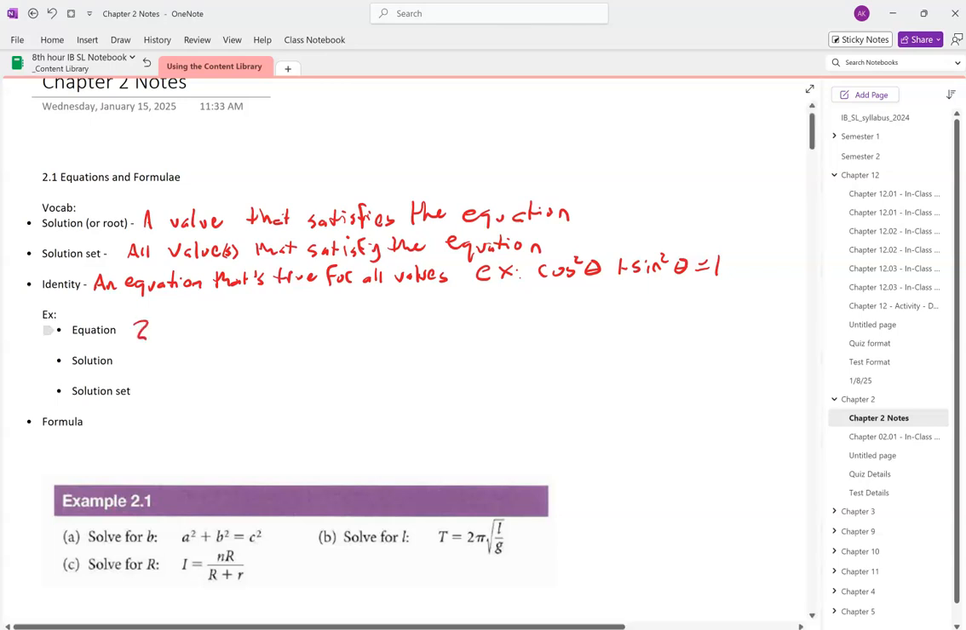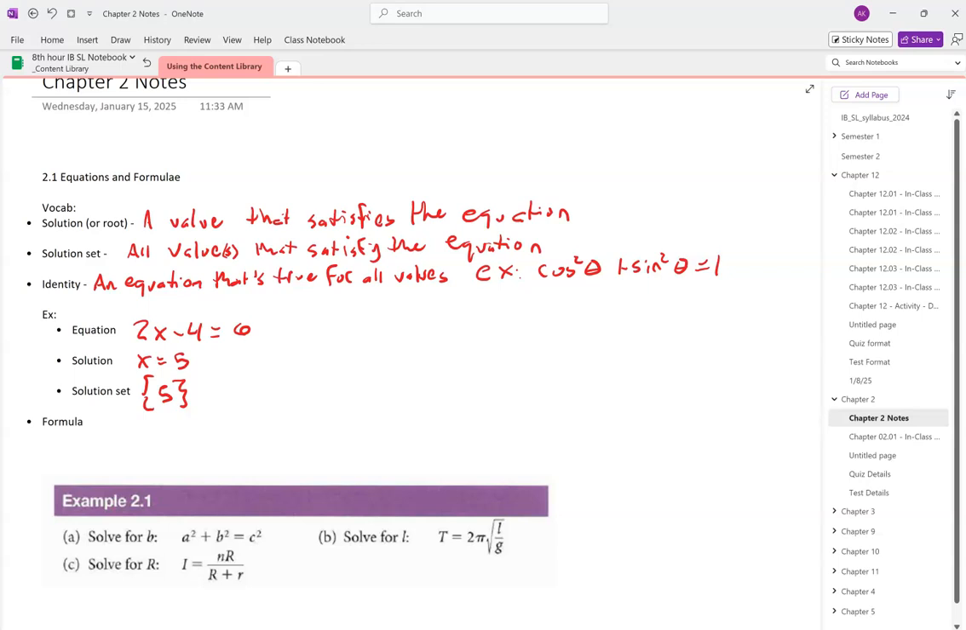So let's say we have the equation 2x minus 4 is equal to 6. What's the solution for that? So we say x equals 5 is the solution, and then the solution set would be the set of one number, just 5. Everybody's cool with that?